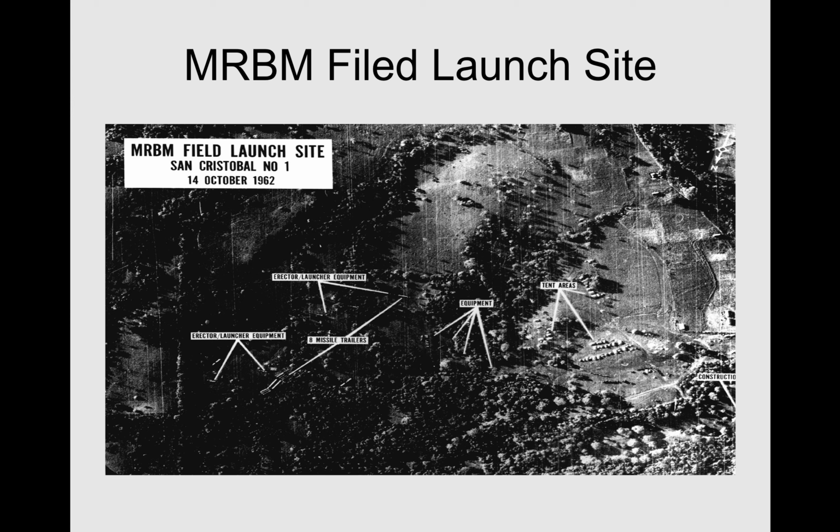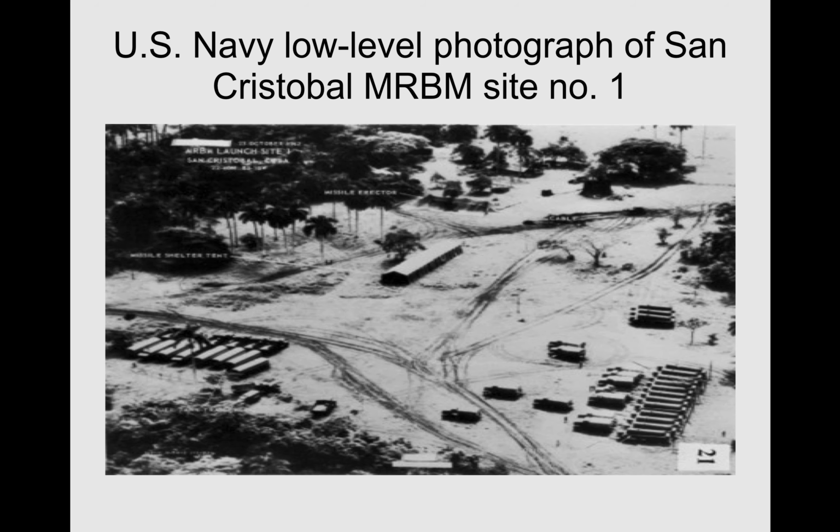So by October of 1962, we are certain that these sites are getting built. There is no question that there are offensive weapons being built in Cuba, and we are also certain that these weapons have come from the Soviet Union.